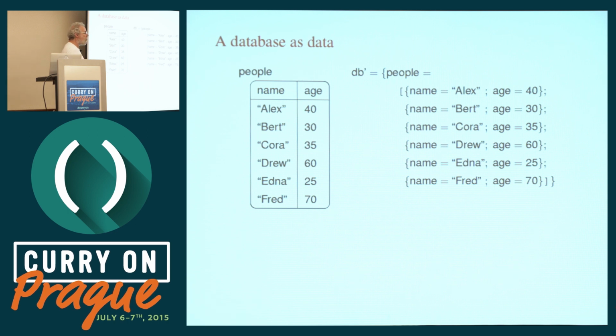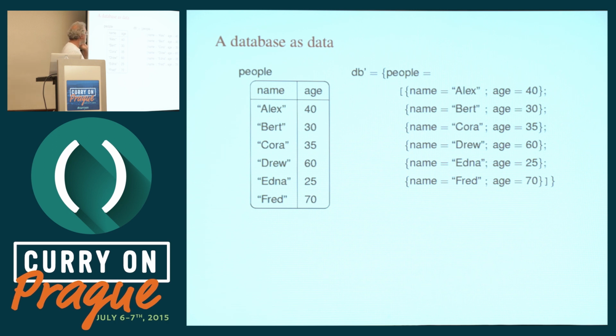Now, what we want to do is look at our database within our programming language, in this case, F#. So we can just easily take a database and convert it into data in our programming language. So here's an example of a database. It's a record with one field, people, corresponding to the one table in the database. And then that is bound to a list, and the list has a bunch of records, and each record has one field for the name column and one field for the age column.